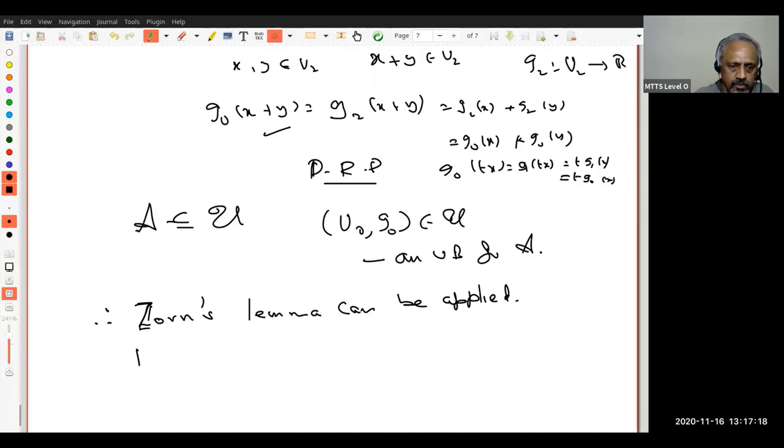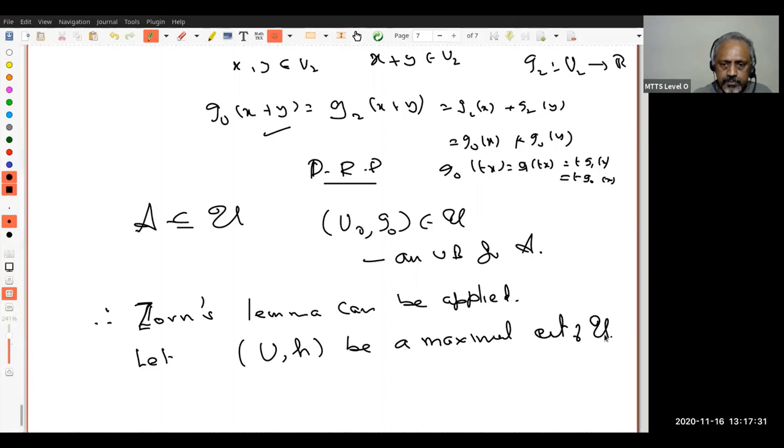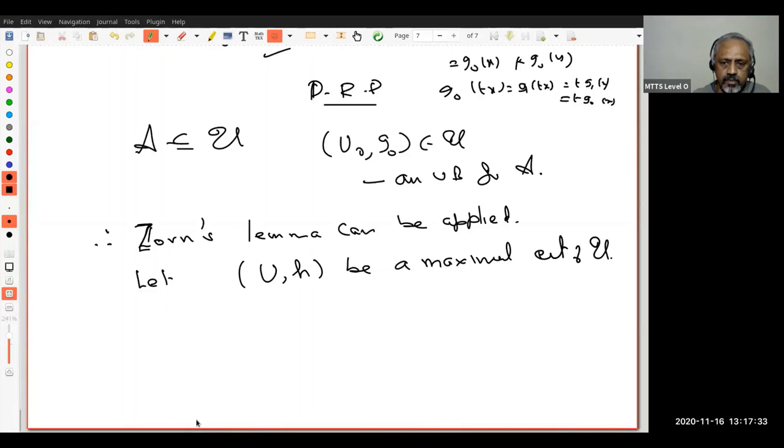So let me denote U H to be a maximal element. So there exists a maximal element of script U. You understood that? Now what does it mean? W is a subset of U and H restricted to W is F. And U is a vector subspace, H is a linear map from U to R.